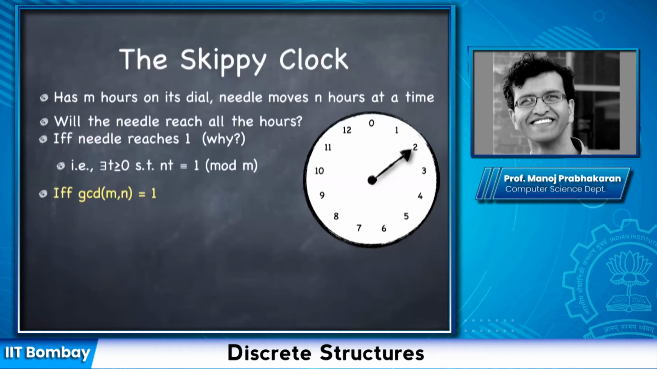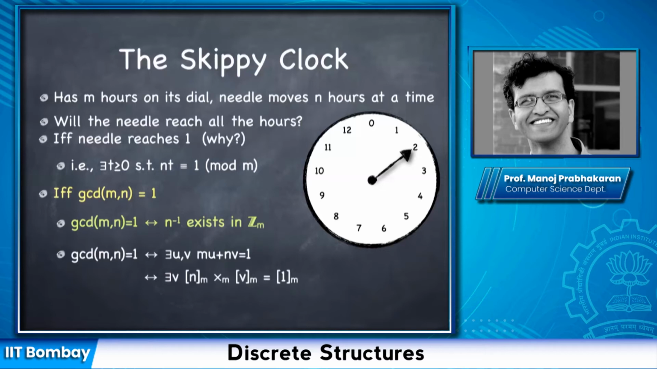So the GCD of m and n equals 1. So why is this? We already saw this: the GCD of m and n being equal to 1 is the same as saying n inverse exists in Zm. So in this universe of congruence classes, a multiplicative inverse for n exists if and only if m and n are co-prime. And this was an easy consequence of Bezout's identity. So we went over this last time.